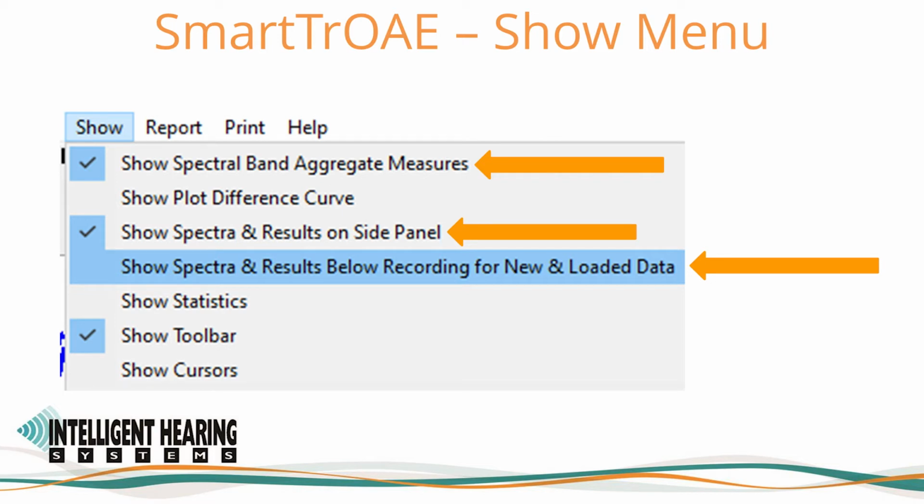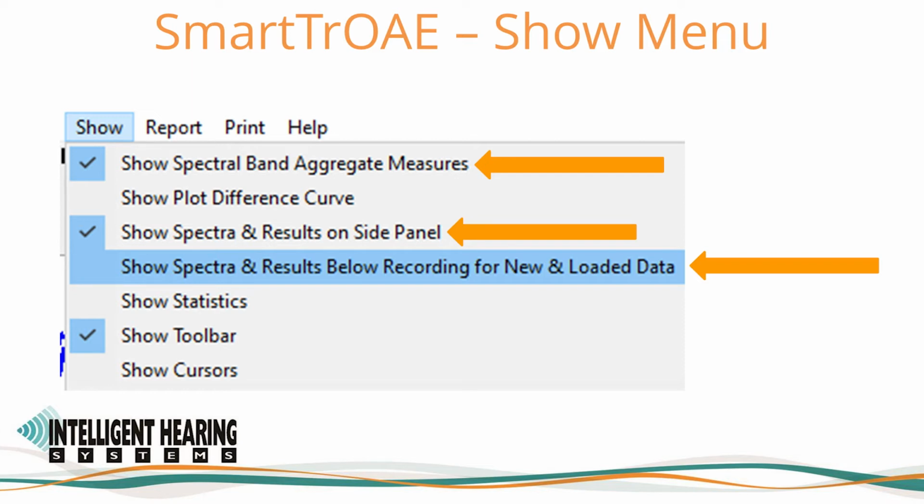The second option we added was Show Spectra and Results on Side Panel. When active, the FFT, Mieto response, and table of the selected response will appear on the bottom of the side panel. This information will refresh when a different response is selected.